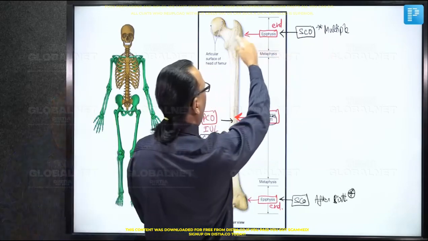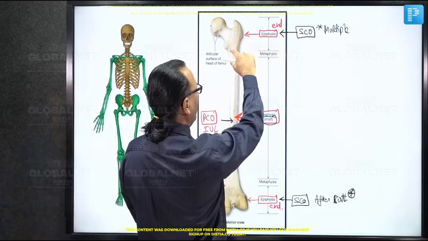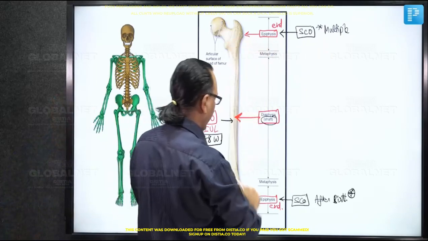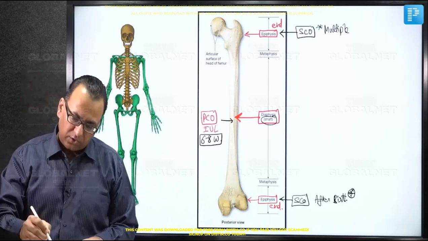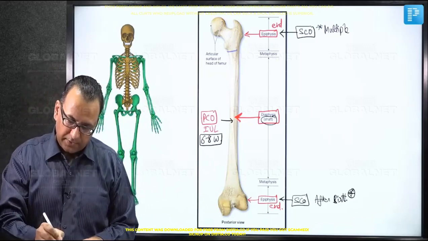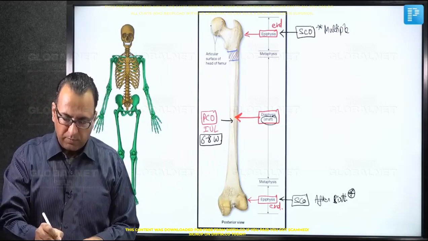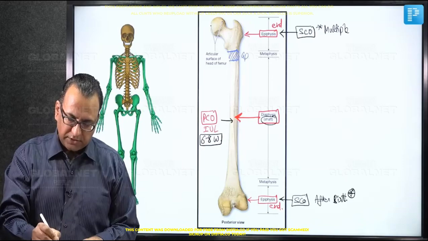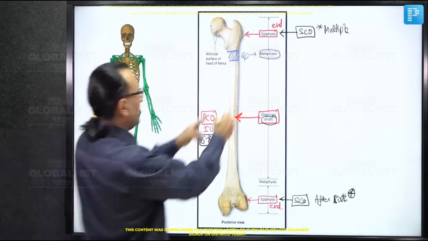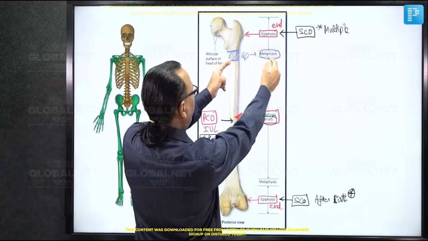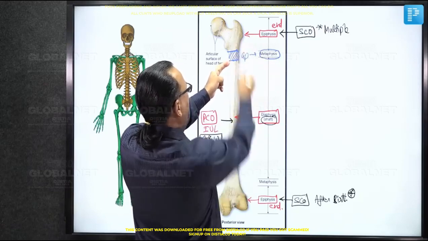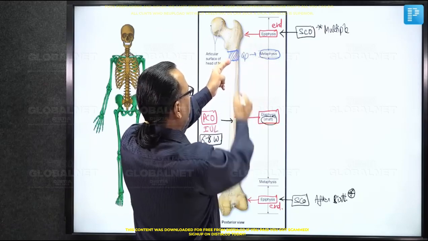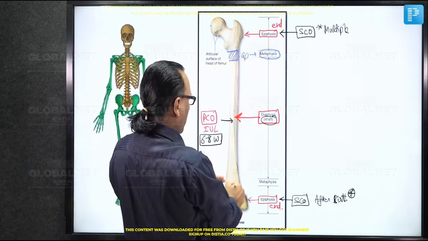Then we have to talk about the metaphysis region, one here and one at the other end. In growing children, there is a growth plate, and that growth plate helps in growing the length of the bone. As the growth plate changes into bone, it is named the metaphysis. So the replacement of the growth plate is by metaphysis. Metaphysis is considered the epiphyseal end of the diaphysis, on this side or on this side.